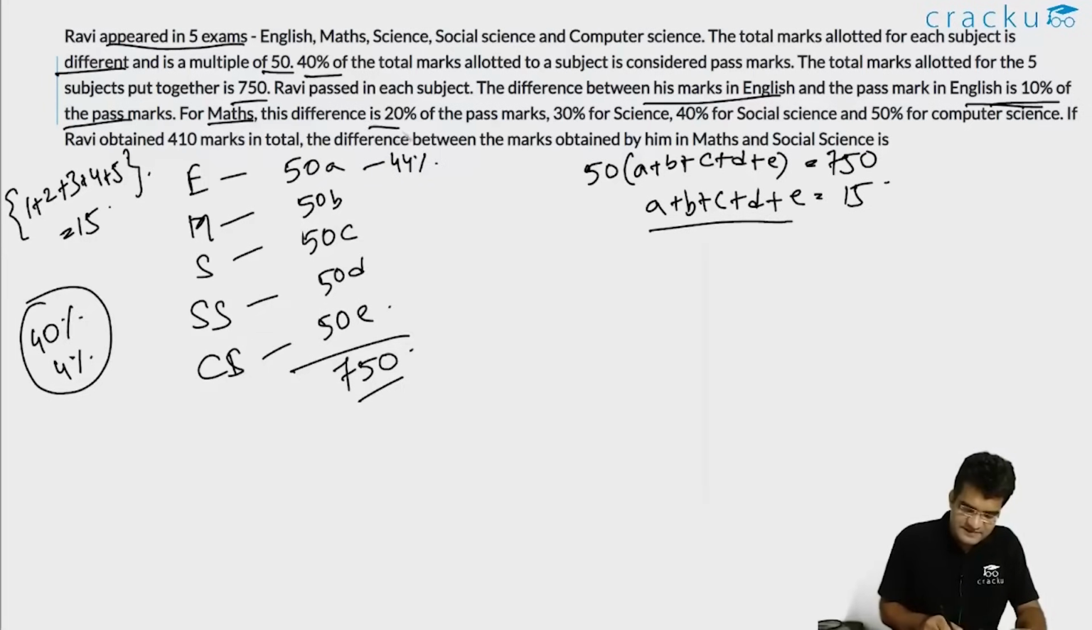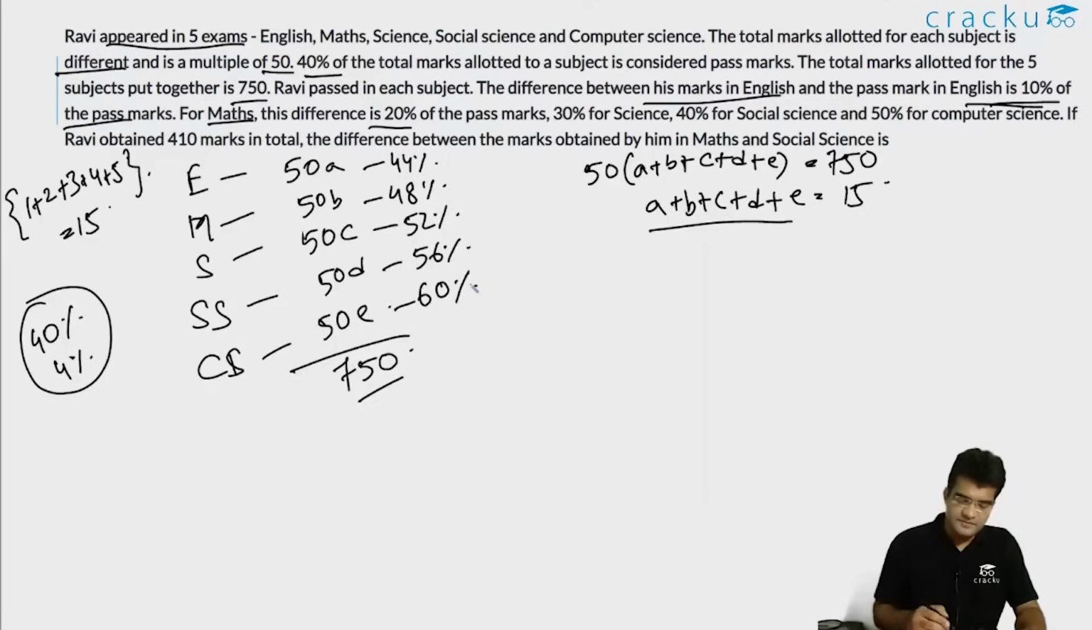Similarly for maths, this difference is 20% of the pass marks. The pass marks is again 40%, 20% of the pass marks is 8%. So in maths he scored 48%. Similarly in science he scored 52%. In social science he scored 56%. And in computer science he scored 60%. We are also given the total marks that he scored. The total marks he scored are 410.